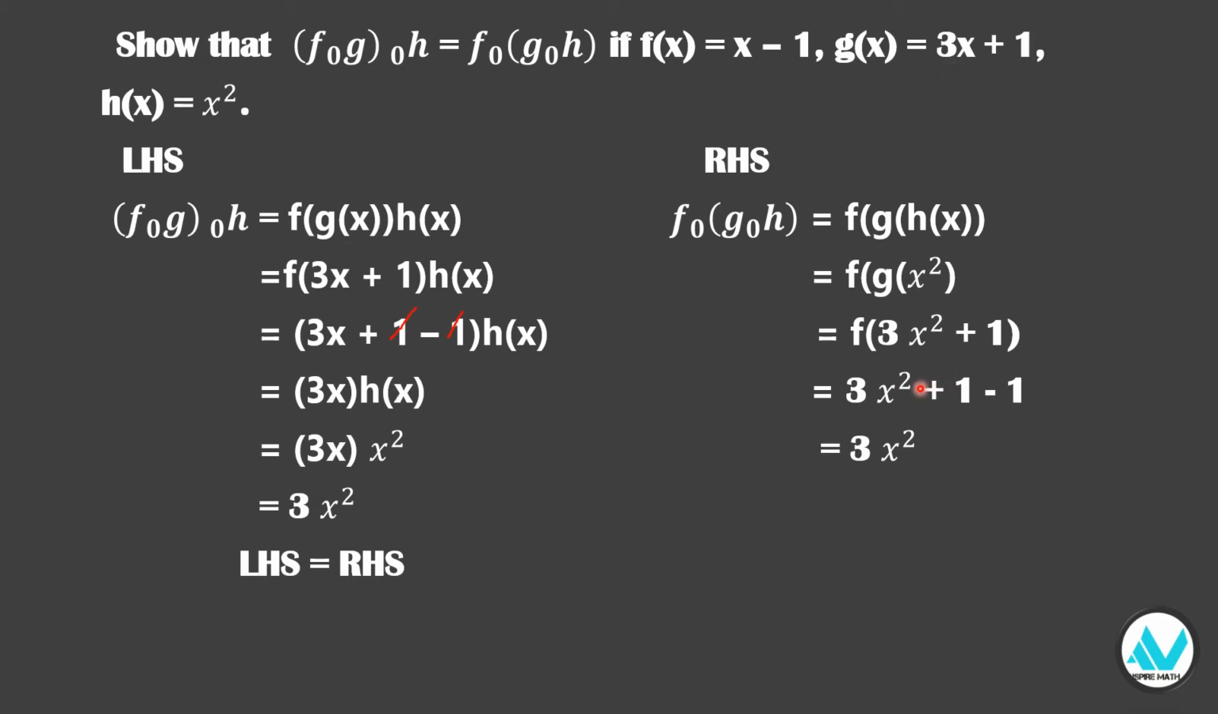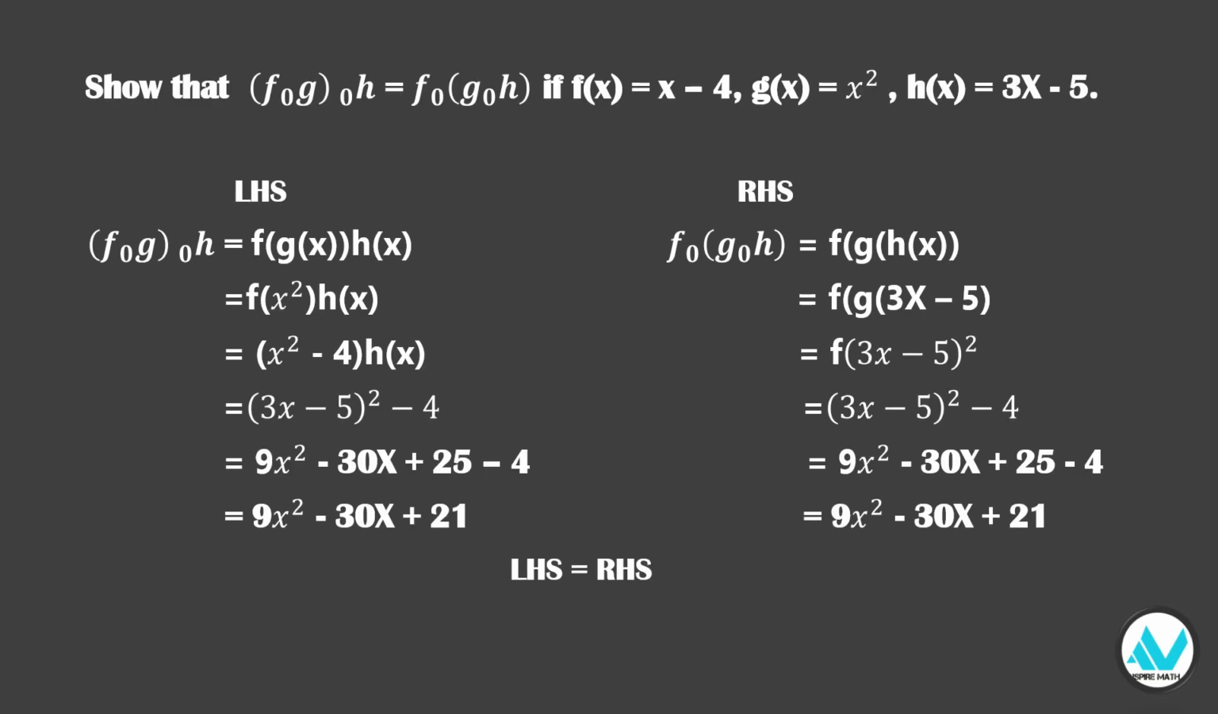Now f of x is nothing but x minus 1. So in place of x, I'm going to put 3x square plus 1. That is 3x square plus 1 minus 1. So plus 1 and minus 1 gets cancelled. So I'm left with 3x square. This is nothing but my RHS. Therefore, we can see that LHS and RHS both are equal to 3x square. Hence proved.